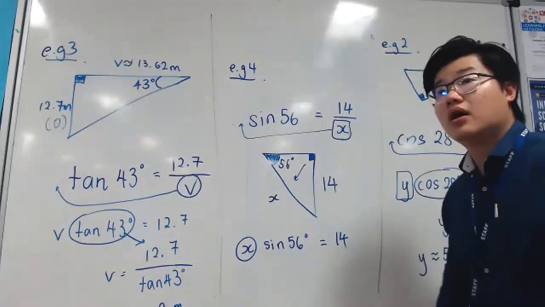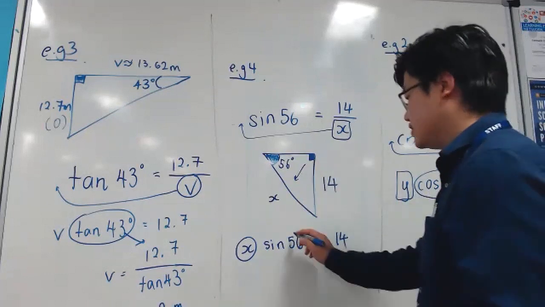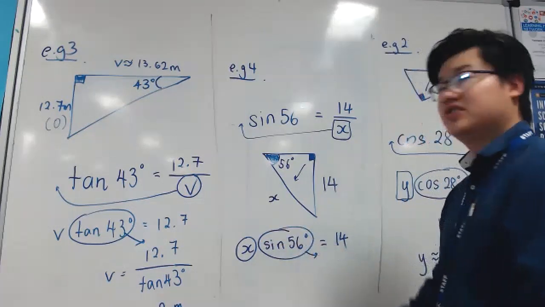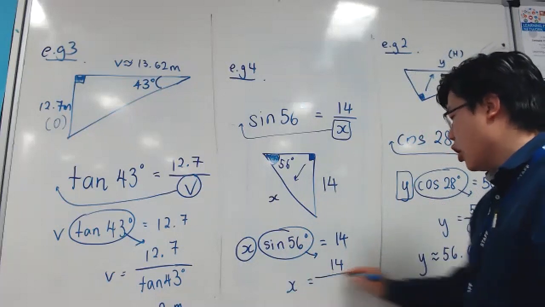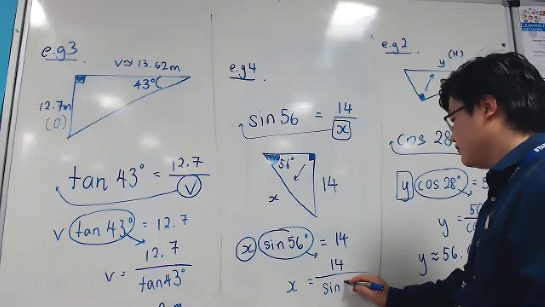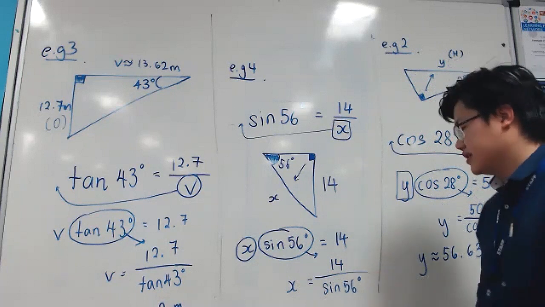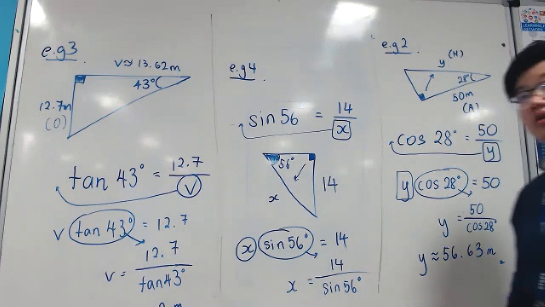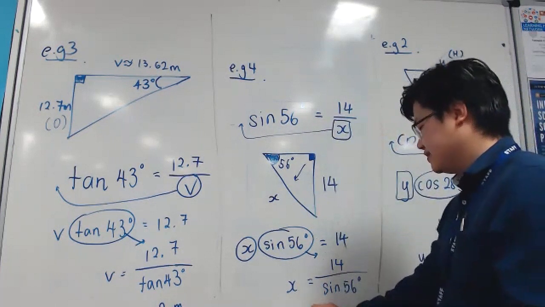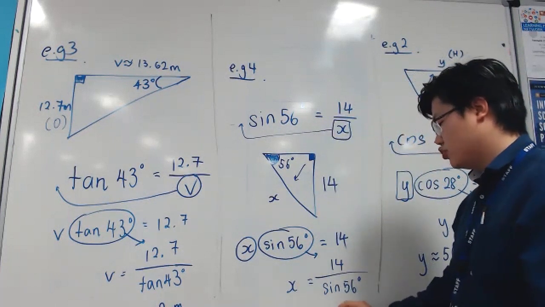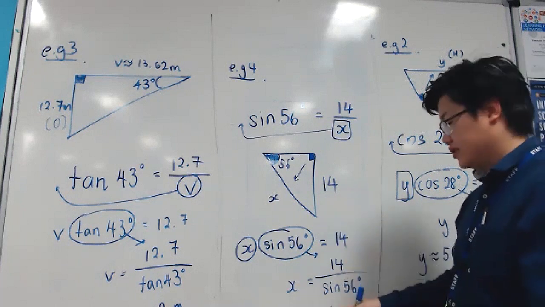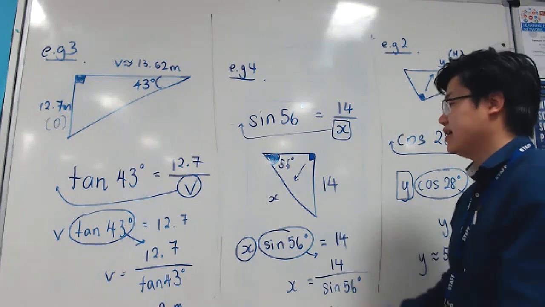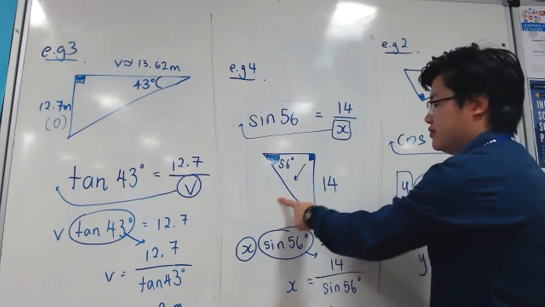Finn, you got the answer? Okay, so I'm going to get rid of sine 56. So x equals 14 over sine 56 degrees. Is it 16? John Norman, answer please. 16.89. I got 16.88. Okay, I didn't give you a unit. So that's it, 16.89. Now I've got x, so I can substitute x with 16.89.